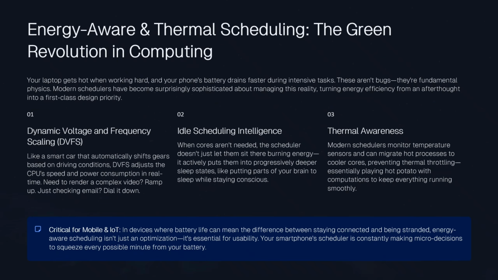Energy aware and thermal scheduling. Modern CPUs don't just focus on speed, they also manage power and temperature. Techniques like dynamic voltage and frequency scaling adjust CPU speed depending on workload, saving energy when possible.